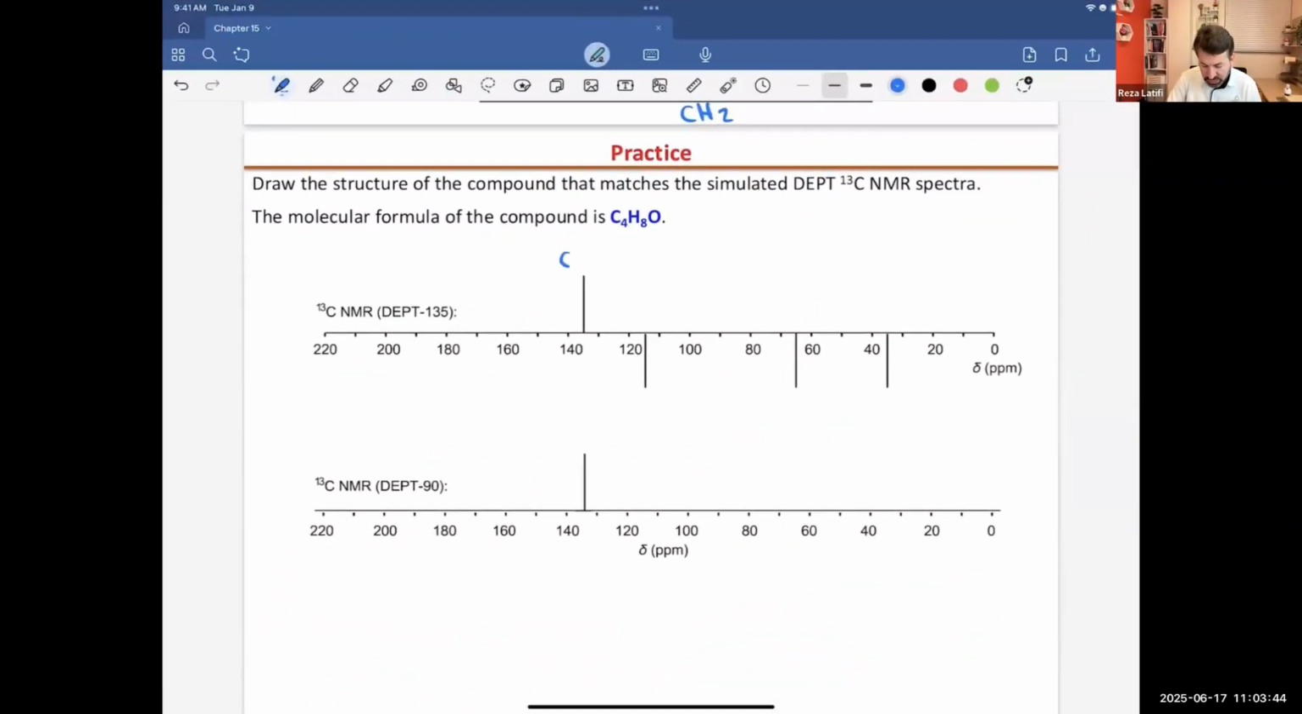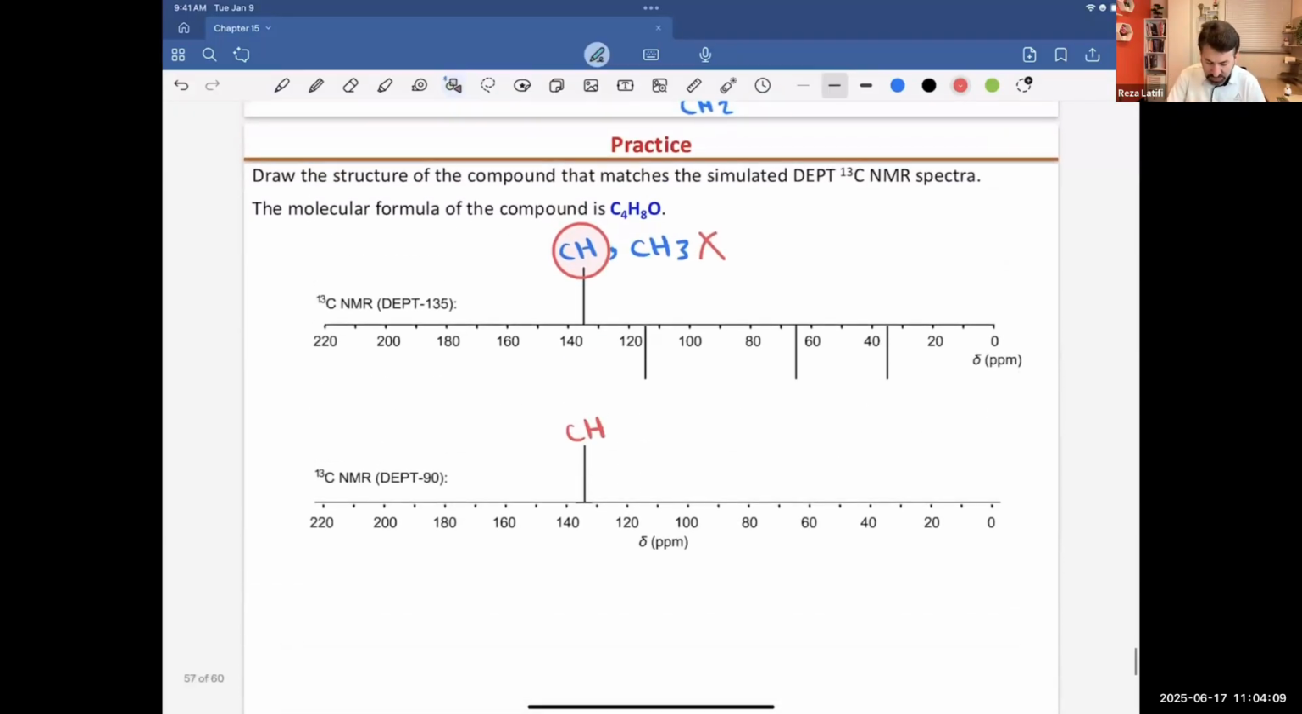I see a signal here. It can be CH or CH3. How can I differentiate them? I'm going to get DEPT 90. DEPT 90 will give you signal only if you have the CH. And I do have a signal there. So this one will be the correct answer. So that means we do not have a terminal methyl.